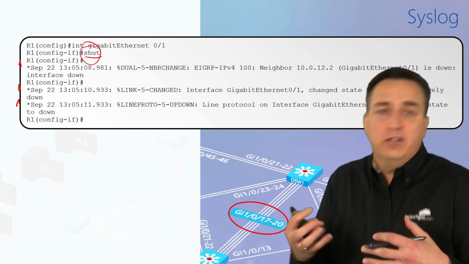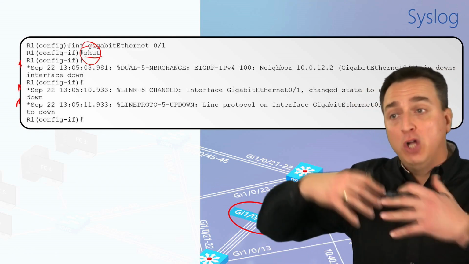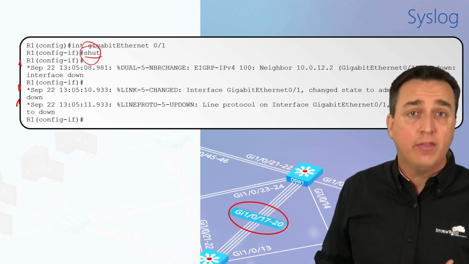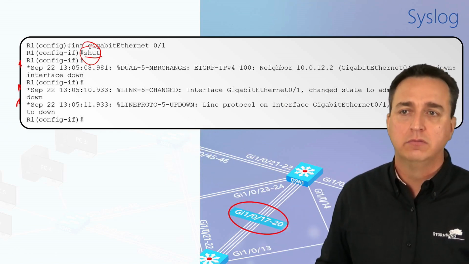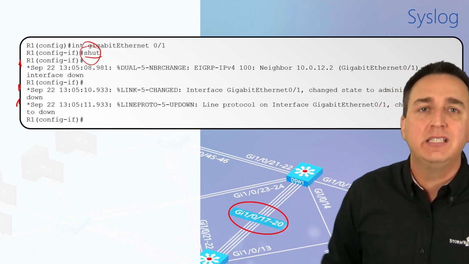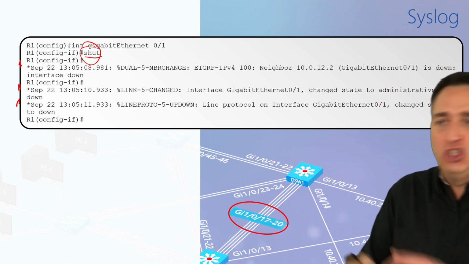So by understanding how to read a syslog message, or a multitude of syslog messages, and put the story together, for example, we would know, oh, EIGRP is down because the interface is down. We know that. But why is the interface down? Oh, because somebody shut it down.